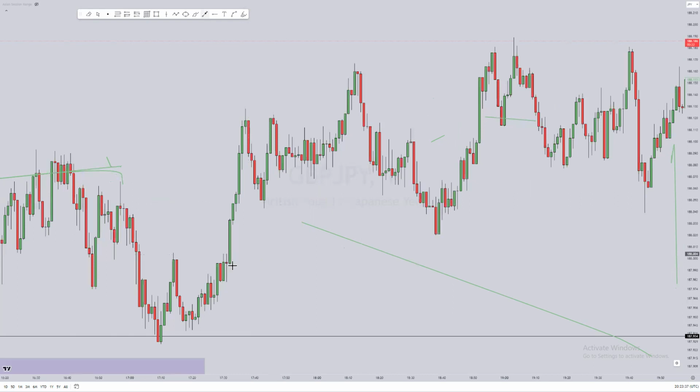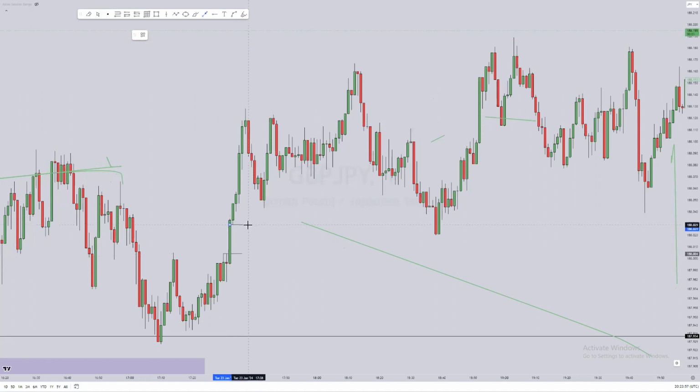Here's another one. This red candle wick right here. Now, where's the third candle? This is the second candle. This is the third candle. So on this third candle, we're expecting this third candle wick to be mitigating this first candle wick. You can see where the third candle wick is.